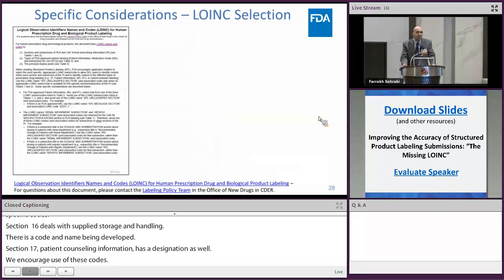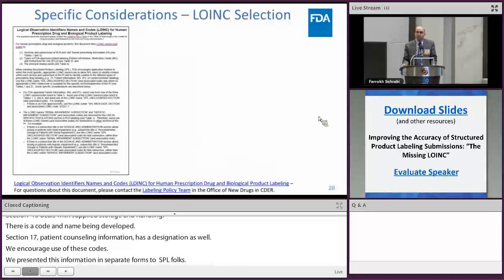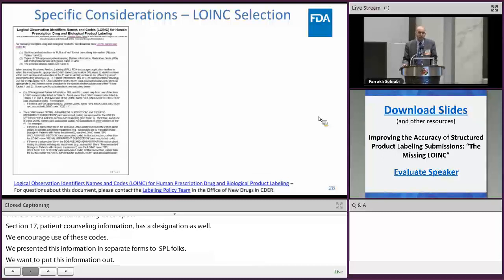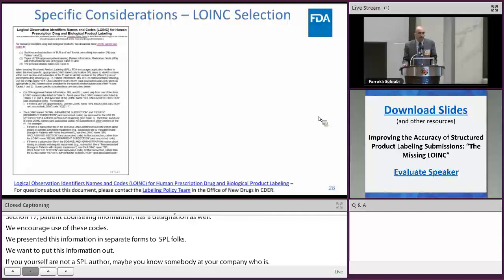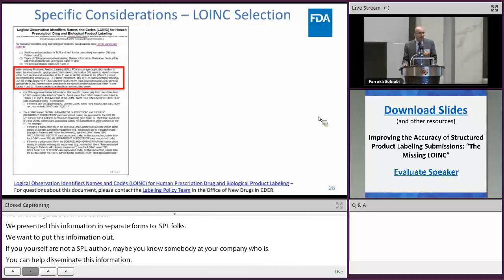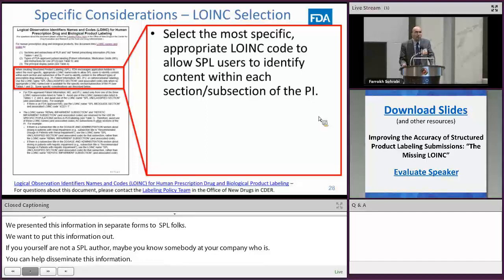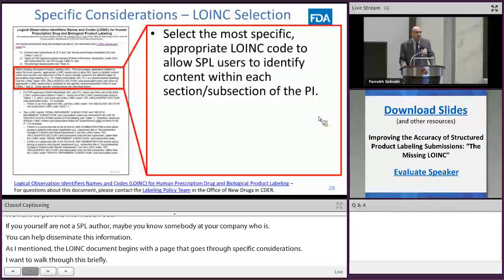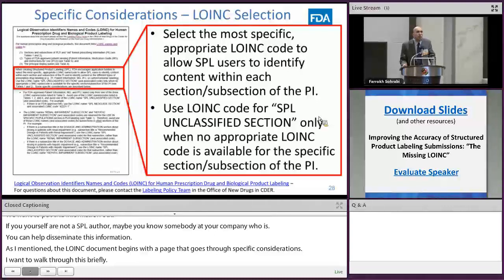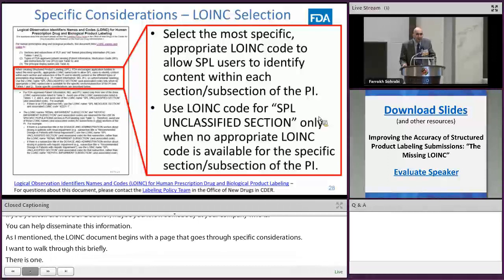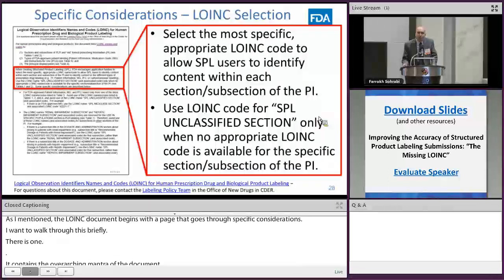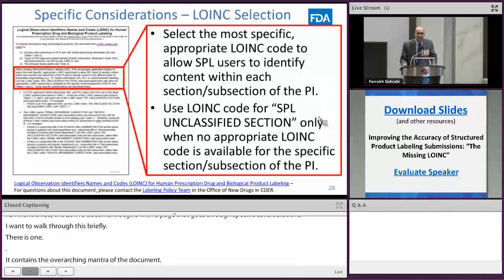As I mentioned, the LOINC document begins with one page that goes through a few specific considerations, and I want to just walk through those briefly. So there's one paragraph, and I'll blow it up here. It essentially contains the overarching mantra of the document, which is to select the most specific, appropriate LOINC code to allow SPL users to identify content within each section or subsection of the PI, and to reserve use of the LOINC code for SPL unclassified section only when no appropriate LOINC code is available for that specific section or subsection.